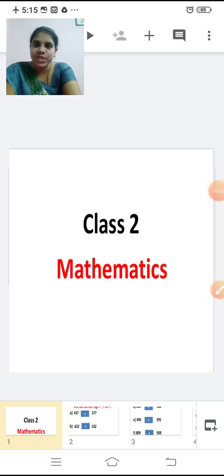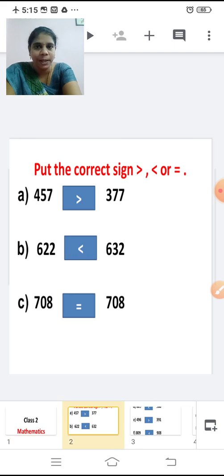Last class we saw comparison of numbers, right? So you all know how to compare a three-digit number, isn't it? To compare a three-digit number, what do we have to do? First, we have to compare the digit at the hundreds place, and if the digits at the hundreds place are the same, then we have to compare the digit at the tens place. And if the digits at the hundreds and the tens place are the same, what do we have to do? Then we have to compare the digit at the ones place.